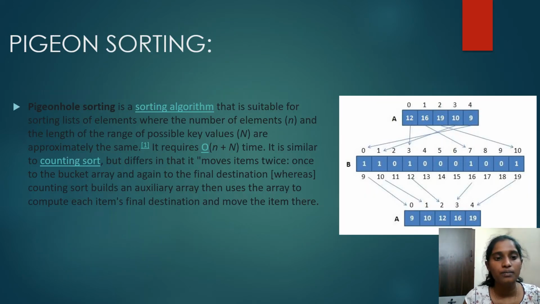Pigeonhole sorting. Pigeonhole sorting is a sorting algorithm that is suitable for sorting lists of elements where the number of elements n and the length of the range of possible key values N are approximately the same. It requires O of n plus N time. It is similar to counting sort but differs in that it moves items twice, once to the bucket array and again to the final destination. Counting sort builds an auxiliary array, then uses the array to compute each item's final destination and move the item there.